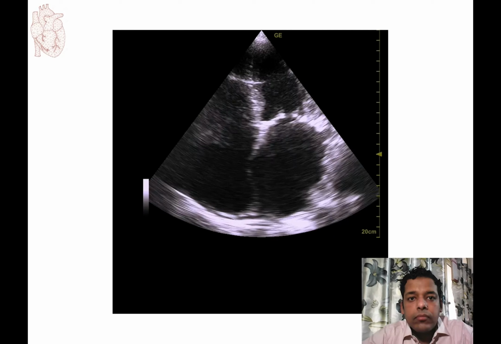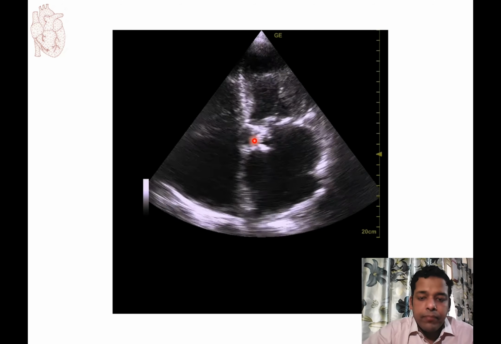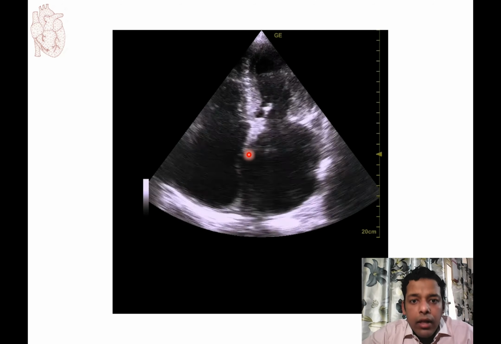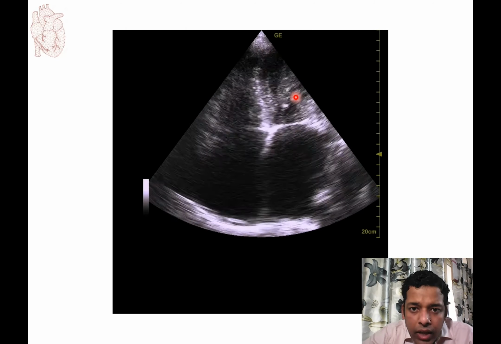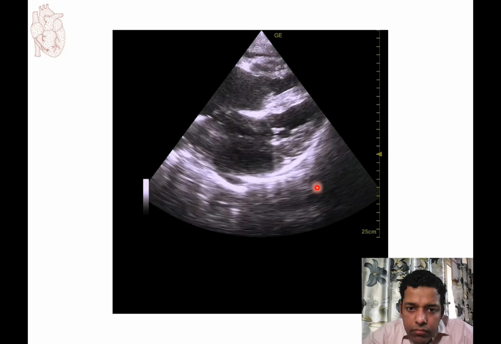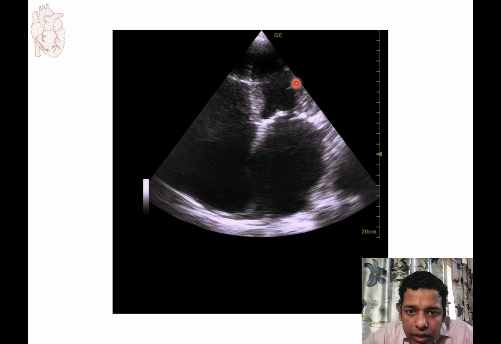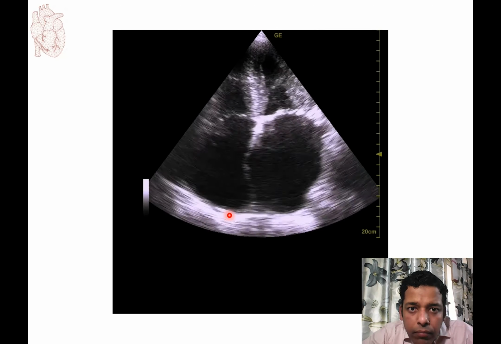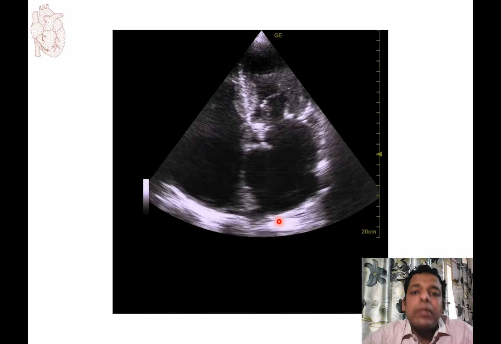This echo shows bilateral atrial dilation, aneurysmal interatrial septum, left ventricular hypertrophy, a small pericardial effusion, and we would need some lung windows to look for the pulmonary edema.